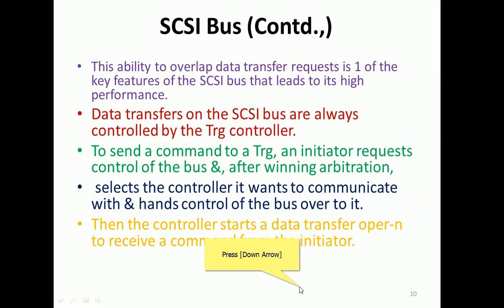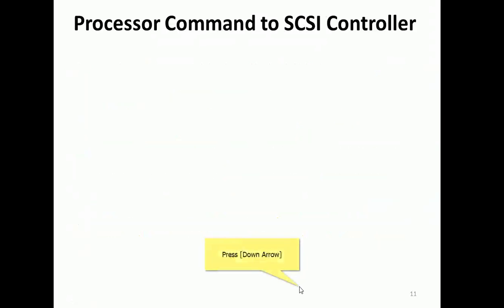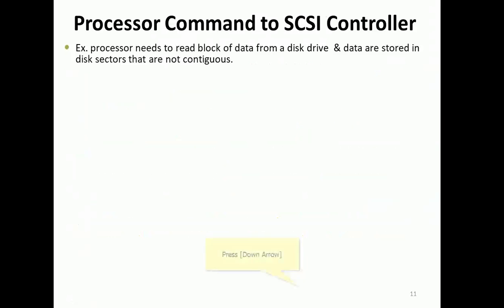So then the controller starts a data transfer operation to receive a command from the initiator. The processor sends a command to the SCSI controller. For example, the processor needs a block of data from the disk drive. The processor wants some data from the disk drive. The data are stored in disk sectors that are not contiguous.